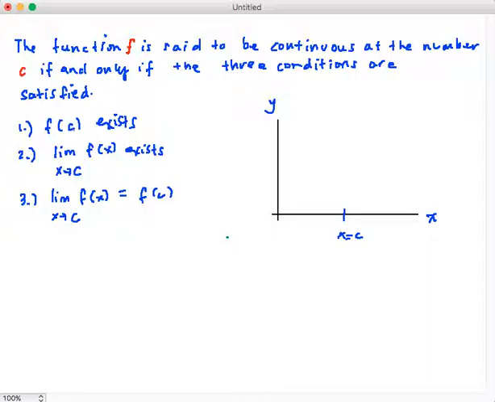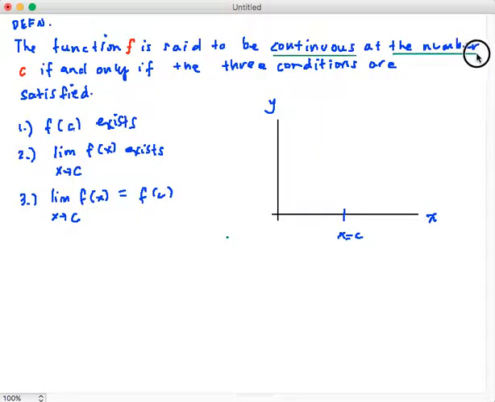So, dito ang gagawin natin is pag-aralan natin yung definition ng continuity. Medyo formal na ito. This is our definition. Sabi natin, the function f, yung f yung pangalan ng function, is said to be continuous at the number a.